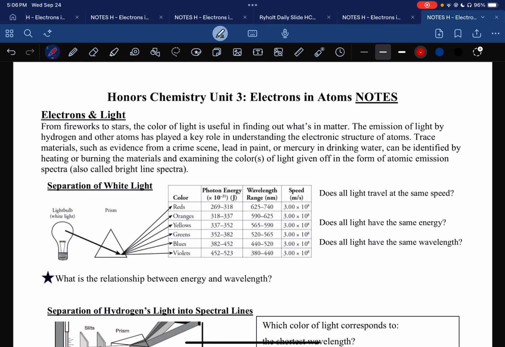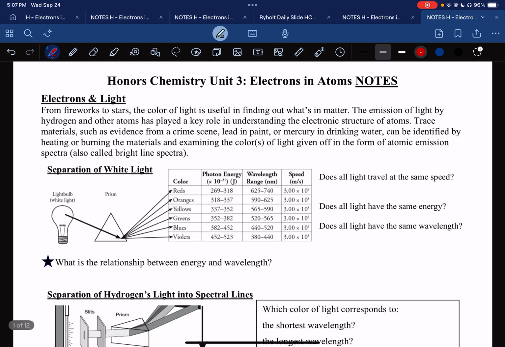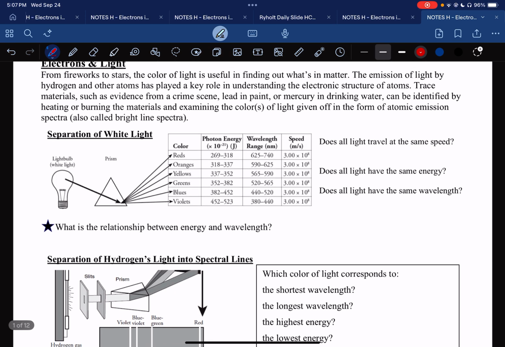All right, so I just want to do a quick video on what we covered in class today. We just started our unit 3, electrons and atoms. So today we went over some of the relationships between wavelength, frequency, energy, that kind of thing. And I wanted to make sure that just in case anyone was absent, they would have the opportunity to see this as well.